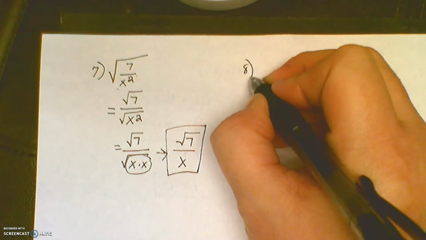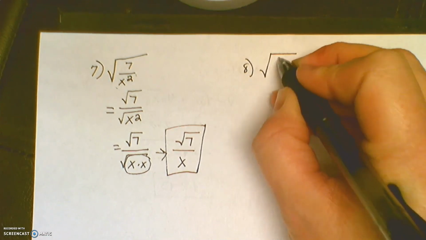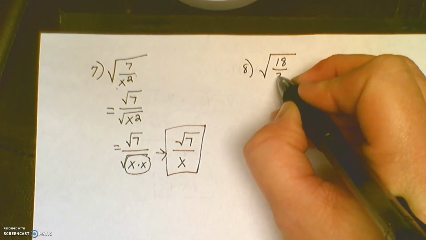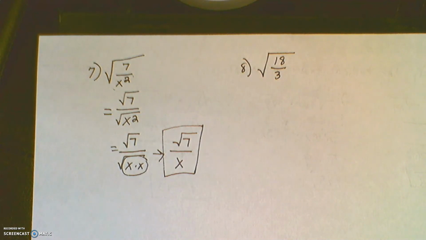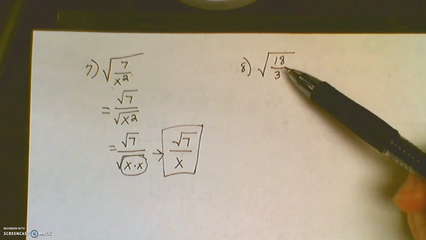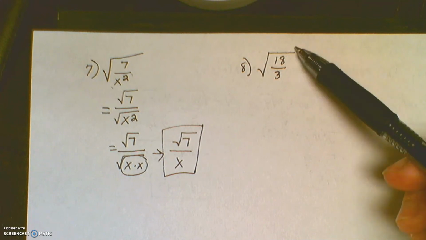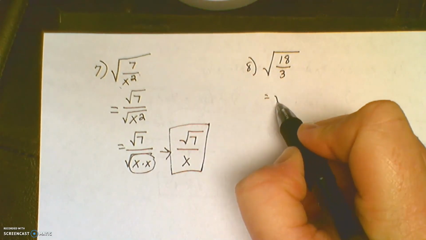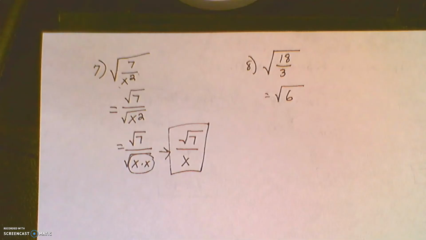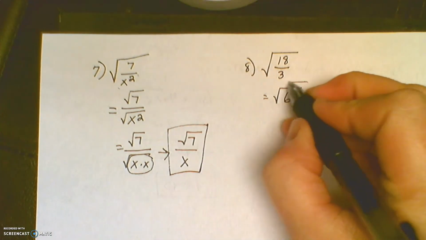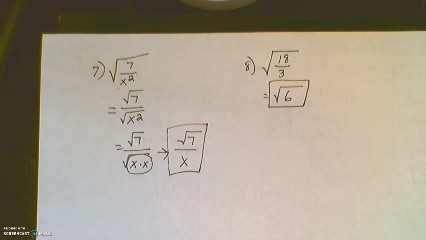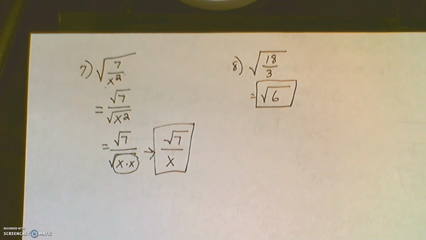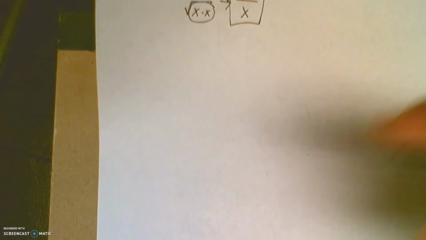Number 8, square root of 18 divided by 3. This one we could simplify easier by keeping the fraction together. 18 divided by 3 is 6, and you cannot reduce the square root of 6. Number 9 is the longest problem we will do.